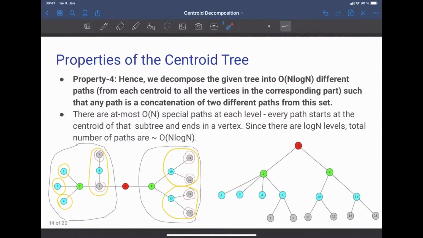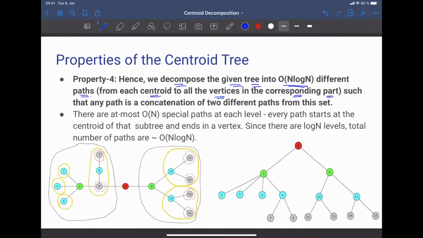So moving on to the next property. If you notice what is happening, we are basically decomposing the given tree into n log n different paths, where every path starts at a centroid and goes to all the vertices which lie in the small tree for which this node is a centroid.